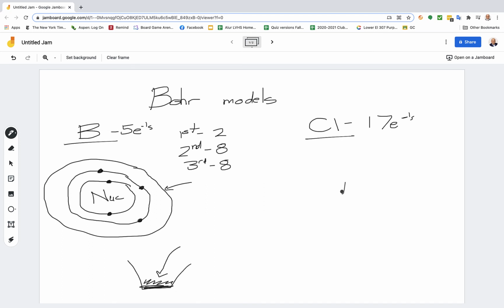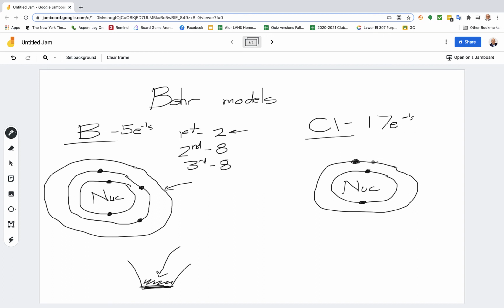Again, we're just going to write NuC for nucleus. Some other people may represent how many protons and neutrons there are in there. We did that last semester, so we're not going to worry about that right now. Our first energy level can fit a maximum of 2, so I'm going to put the 2 dots right there. The next energy level can fit a maximum of 8, and I can do 8 more because I have to get to 17.